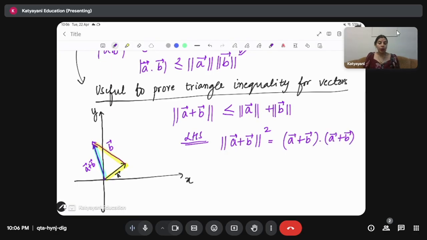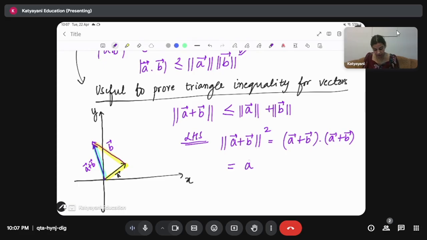क्योंकि हमें अगर नॉर्म निकालना है तो उस वेक्टर का डॉट प्रोडक्ट लेना पड़ता है खुद के साथ. तो here we have to find out the length of a plus b, तो a plus b का डॉट प्रोडक्ट लेना है विद a plus b itself. Now the distributive law says that this is equal to, I can take the dot product of a with a plus b and then the dot product of b with a plus b.